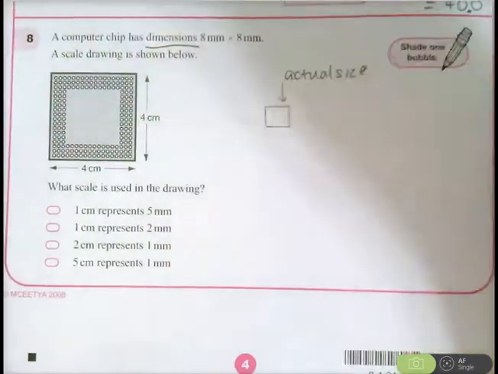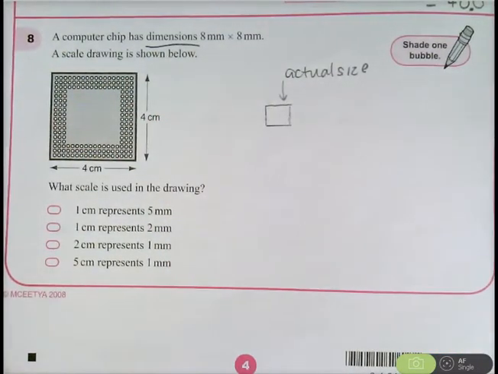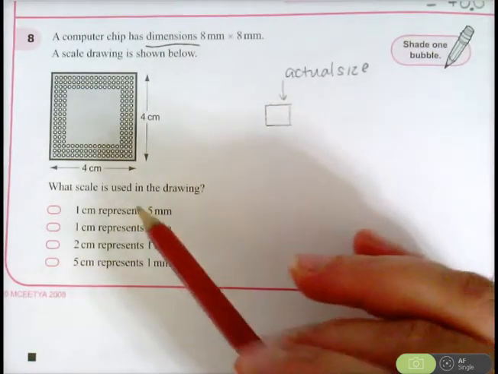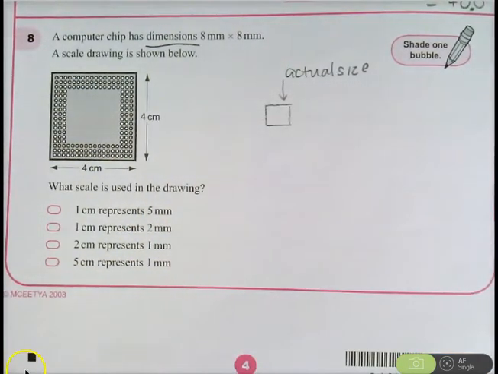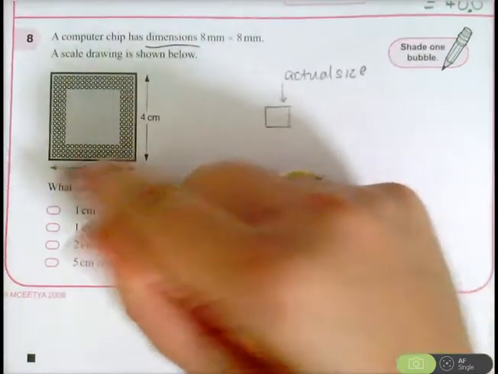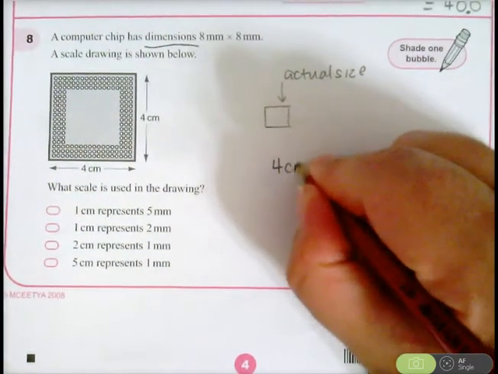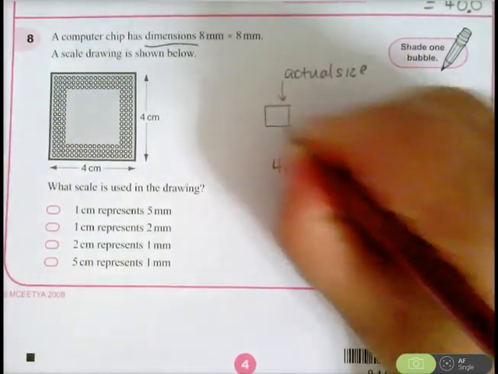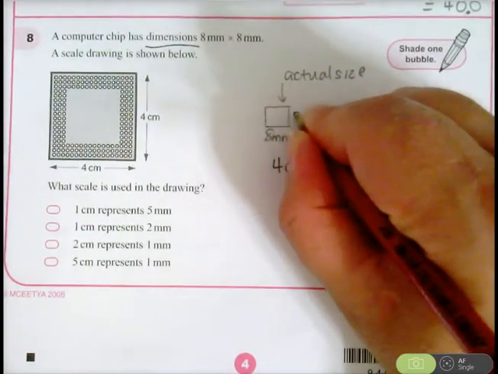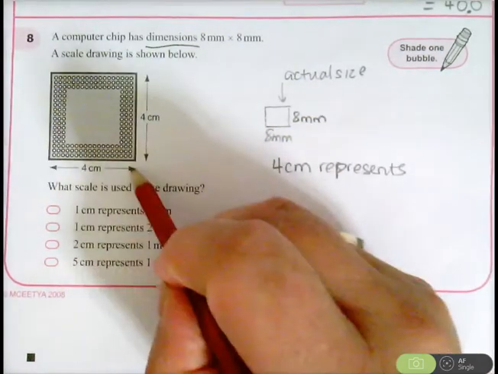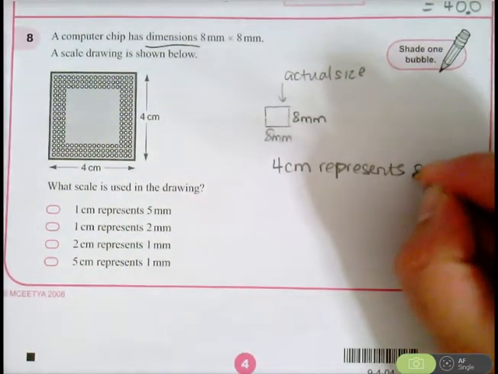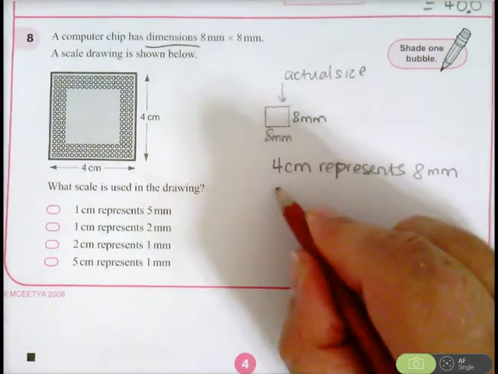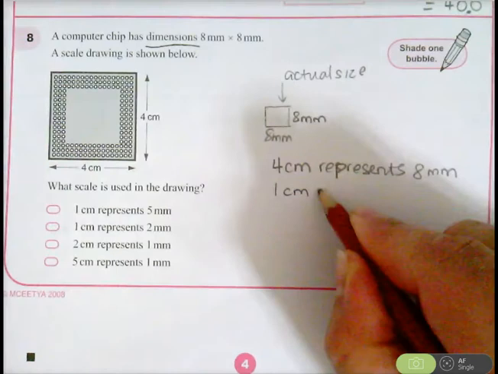And this is a scale drawing. Obviously, the drawing that they've drawn is bigger than the actual size of the computer chip. So we're looking at the scale used in the drawing. Now, in the drawing, 4 centimeters represents, so this is the real computer chip, okay, so 4 centimetres that they've drawn represents 8 millimetres. Okay, looking at all these, why don't we see what 1 centimetre represents?